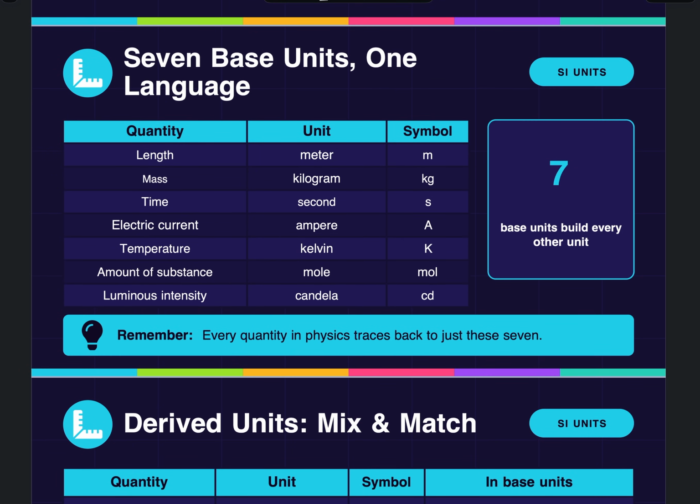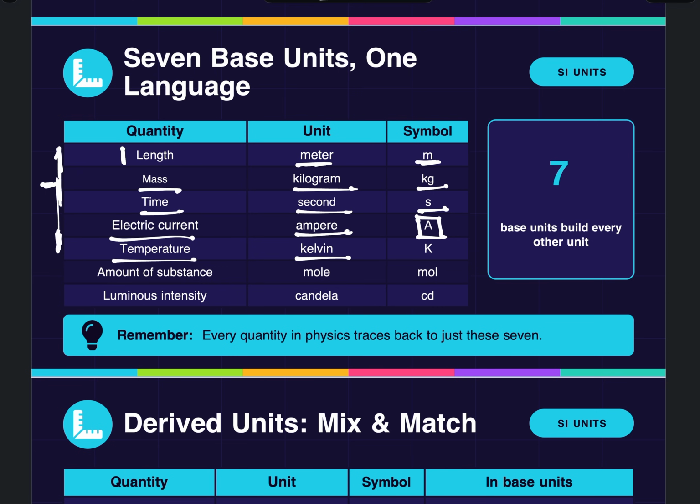There's 7 base units, and these are really the main ones you need to know, I would say. The first 5, okay? Length, which is measured in meters, denoted as lowercase m. Mass, measured in kilogram, denoted as kg. Time, measured in second, denoted as s. Electric current, measured in ampere, denoted as A. Capital A here.